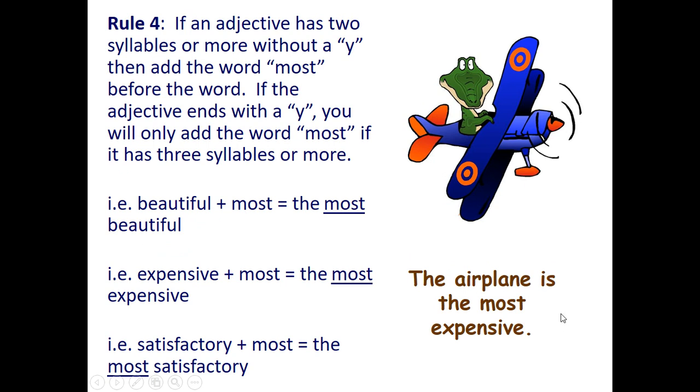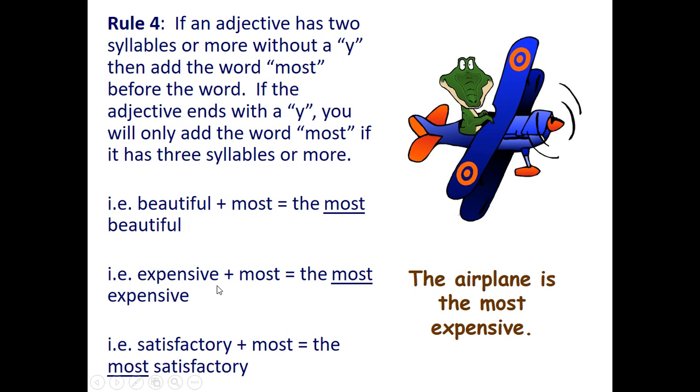Okay. Rule number 4, again, if you have a 2-syllable word that doesn't end in Y, or if you have 3 syllables or more, you're not going to put the word more out in front. You're going to put the word most out in front. So again, we have beautiful. We talked about that word before. In this case, we're going to put the word most out in front. Say the most beautiful. You're not going to say that is the beautifulest. Grammatically, that does not work.